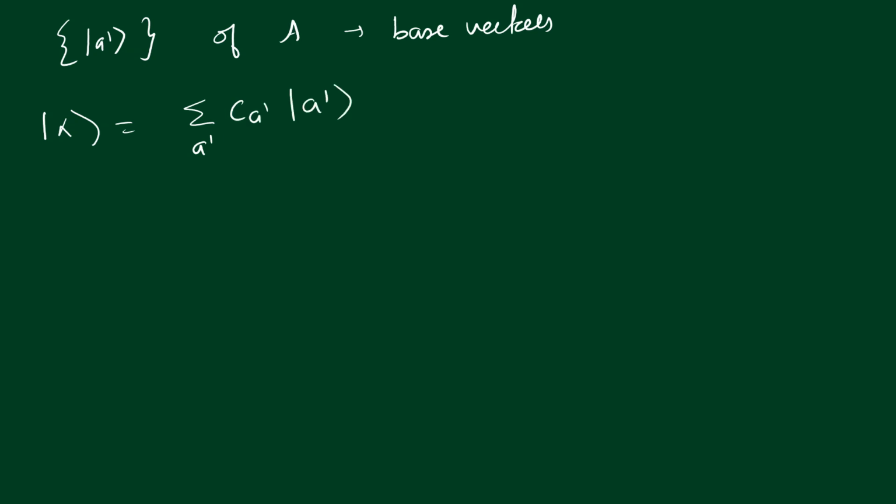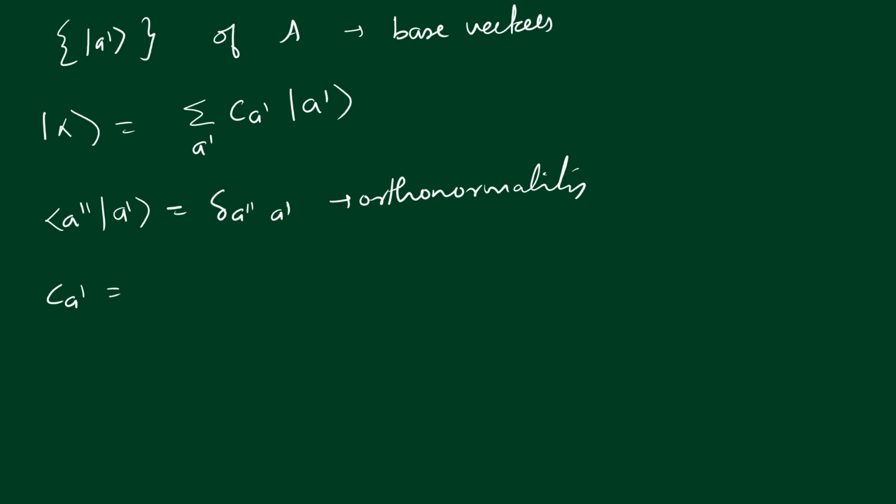Now we have this orthonormality property. For this, we said that this is an orthonormal basis. So we have got something like this: bra a double prime ket a prime, or bracket a double prime a prime, is equal to delta a double prime a prime. This is orthonormality. So we used the orthonormality to show that the C a prime can be written as the projection of alpha in the direction a prime.